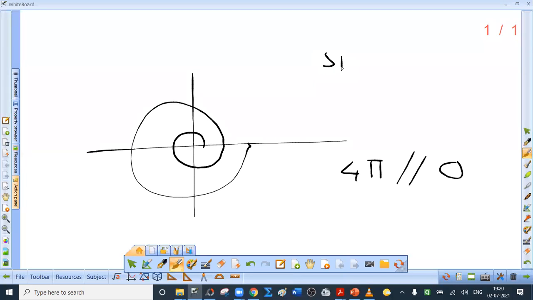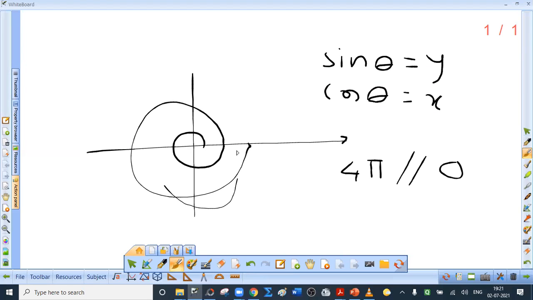If you remember, what is sin theta? It is y. What is cos theta? It is x. If a point lies on the x-axis, the y coordinate is 0. So sin theta in this case, that is sin 4 pi. 4 pi means what? One complete rotation, 2 pi, that is 360 degrees. Two complete rotations, 4 pi, 720 degrees, that is 4 pi radian. So it corresponds to 0 degree, and that is why sin 0 is 0, but cos 0 is 1.